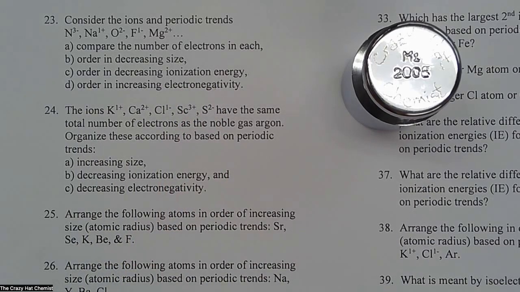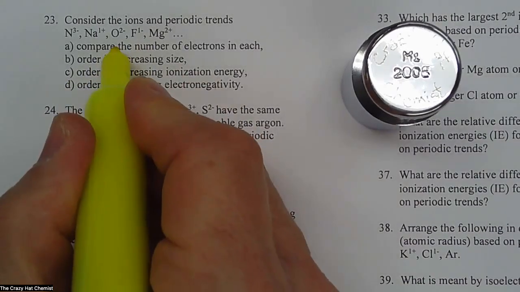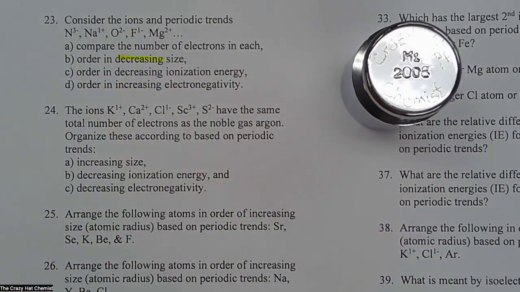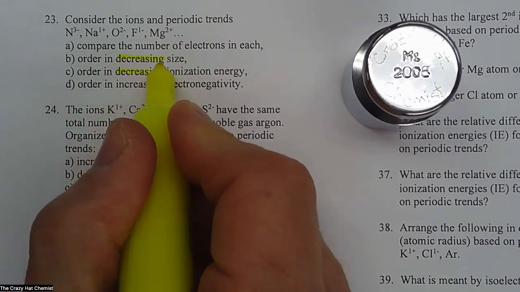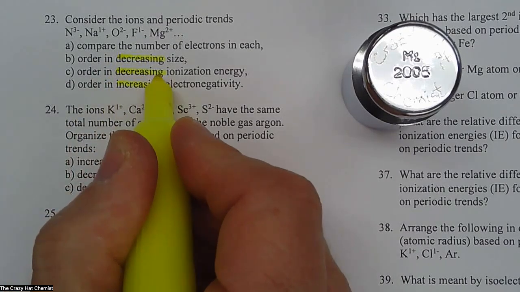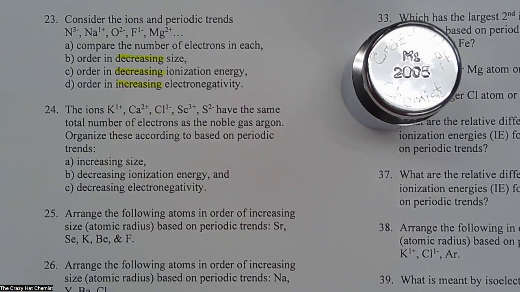So I want you to make sure that you pay particular attention to some key words. We're doing decreasing size, so make sure that you look at that, and that is a very important term there. And then same with decreasing ionization energy and increasing electronegativity. Those words really mean a lot. So what we're going to have to do is take a look at a periodic table and come up with these based on the periodic trends.